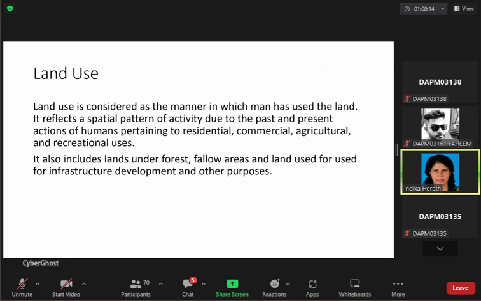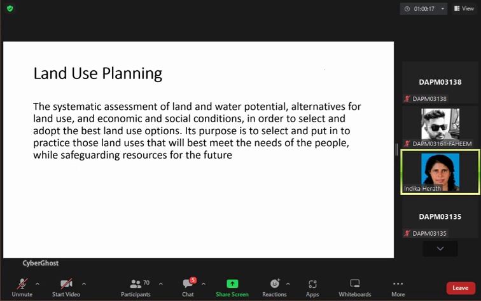Land use means what purpose the land is being used. And land use planning, there is another term that we use, which is called land use planning. It is a systematic assessment. You carefully look at land, what is the potential of the land. ඒ කියන්නේ භූමියේ තියෙන විභවය මොන වගේ දේවල් වලට මේක පාවිච්චි කරන්න පුළුවන්ද කියලා plan කරන එකට තමයි අපි කියන්නේ land use planning කියලා. So the land and water potential and also alternatives for land use.